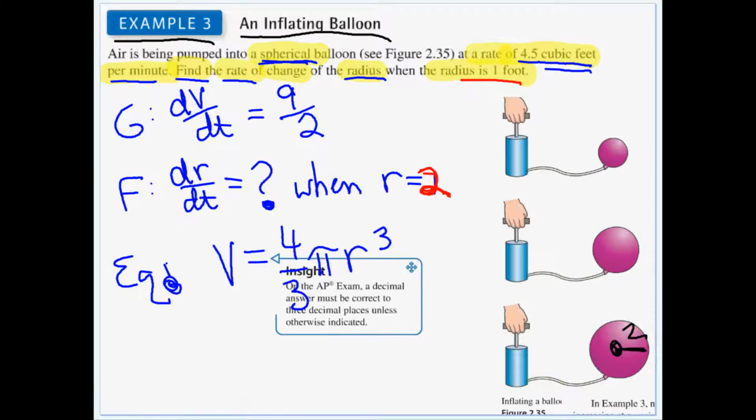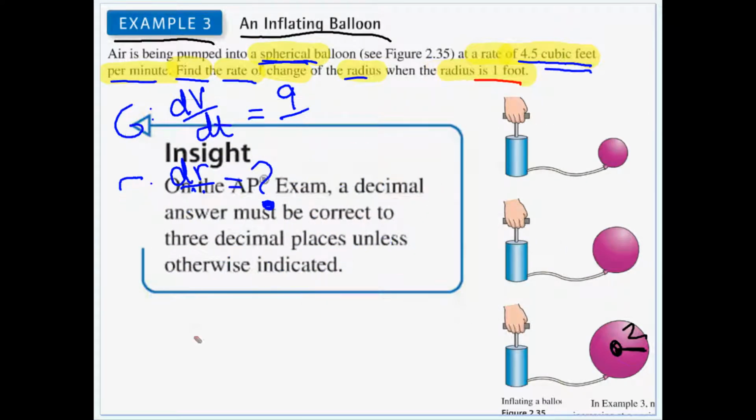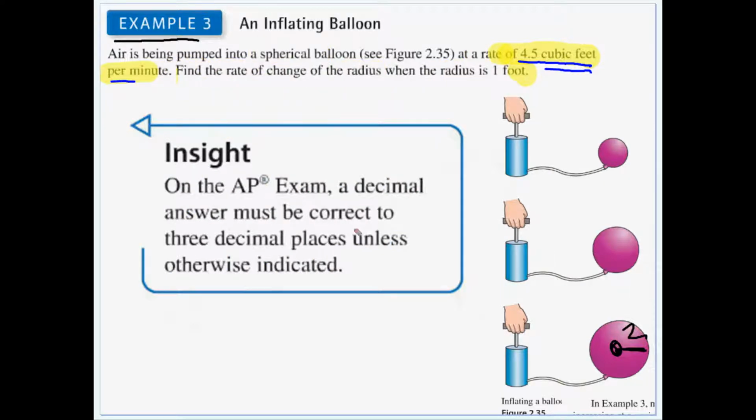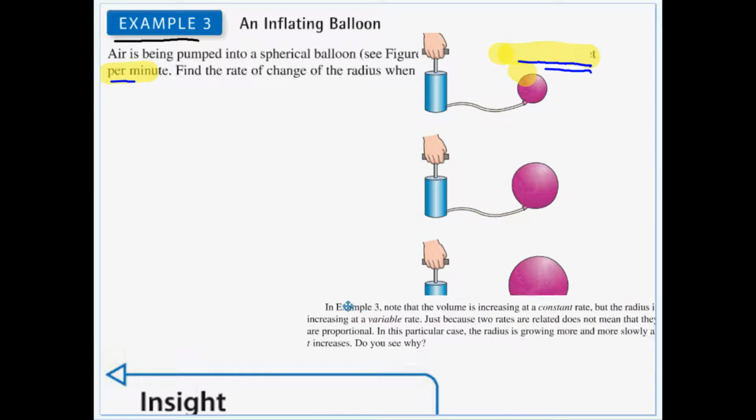What's this down here? If you're taking the AP test, a decimal answer must be correct to 3 places unless it's otherwise noted. And remember, if you round a little bit in the middle of the problem and a little more later and then a little more at the end, that rounding adds up. Try to round only at the very, very end of the problem.